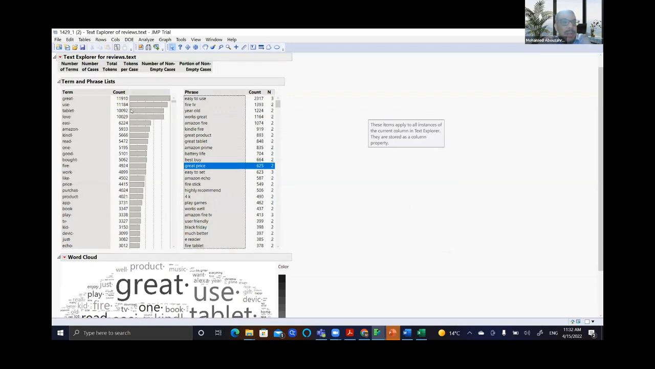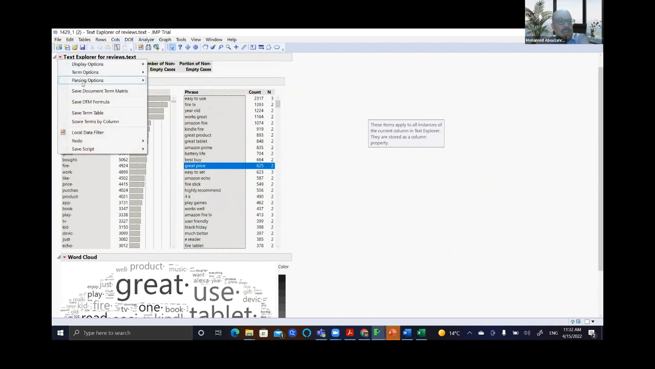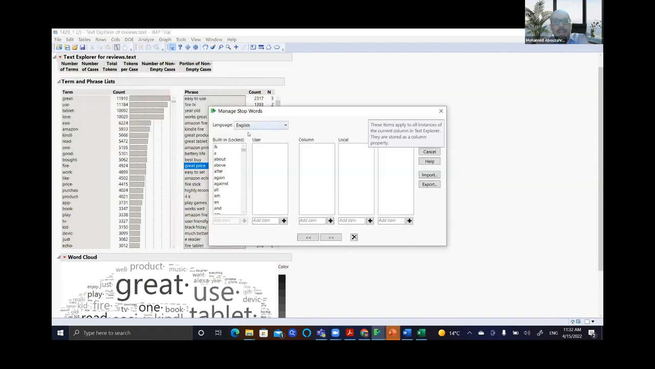So, for example, if you look around here, and you identify a word that you think is useless, it wouldn't add anything to you. For example, the word Amazon. All the products here are Amazon products. So Amazon is not a word that will mean anything for me, right? All the products we're analyzing are Amazon products. So why should I care about analyzing the word Amazon? It doesn't add anything to me. So what I can do is I can go to manage stop words, right? And under the user, I can add Amazon.